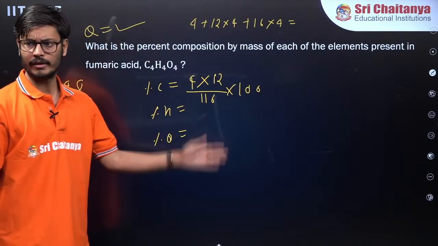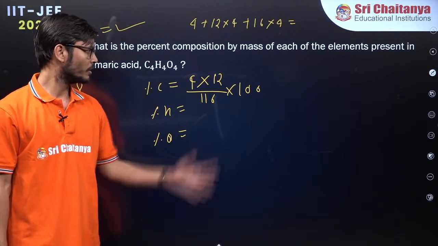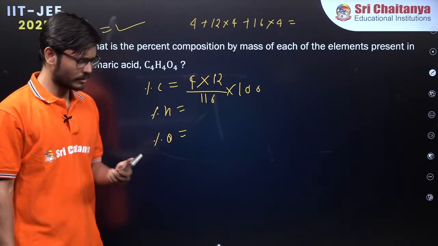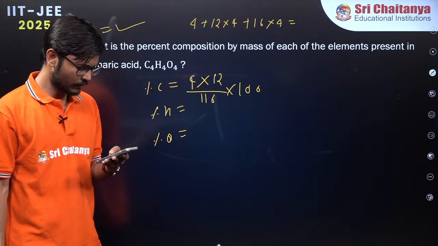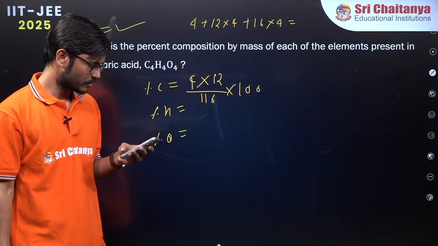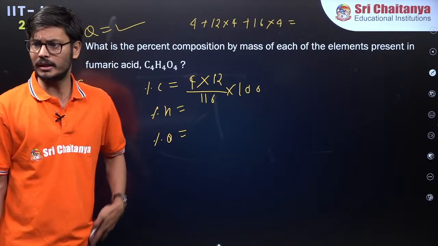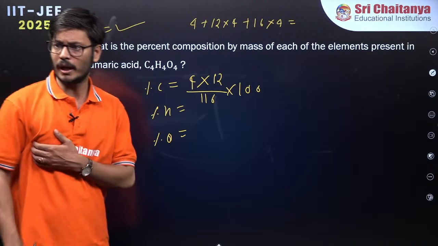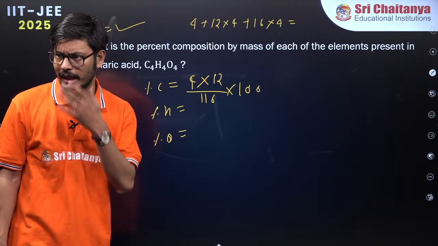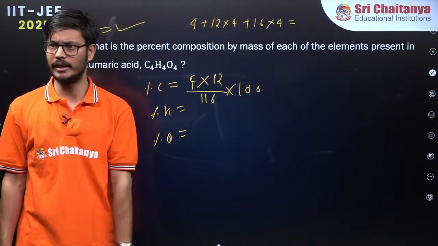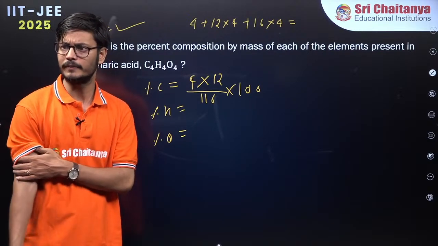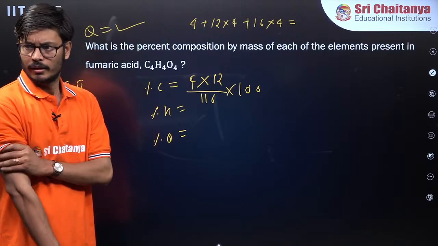I think it's very, very simple. 48 by 116. What is the exact value coming? 48 by 116, so this is 41.3% coming. Very good. 41.3, 3.4, 55.5 is the total value. If you sum that, yes, approximately. Very good.